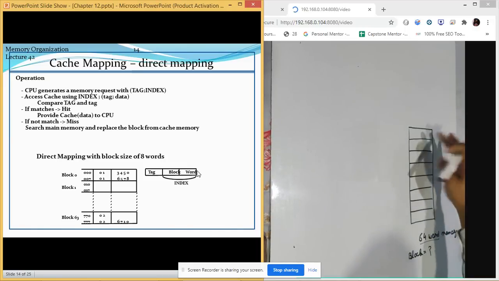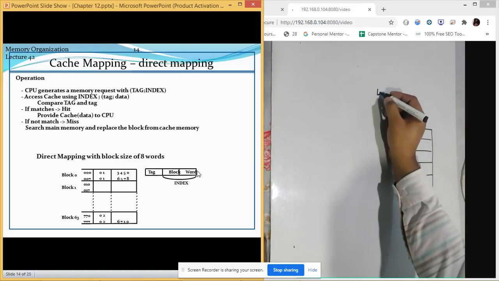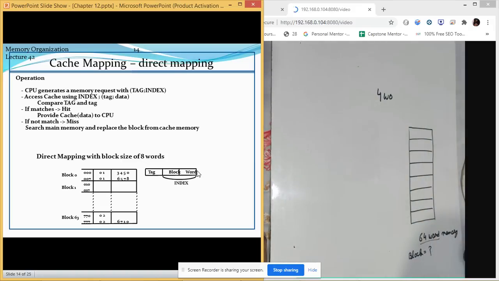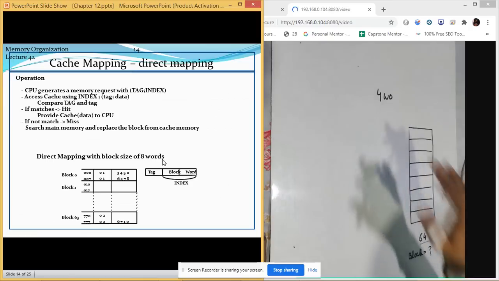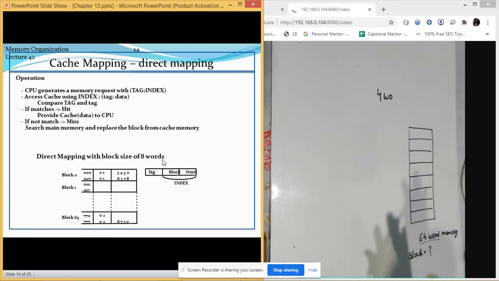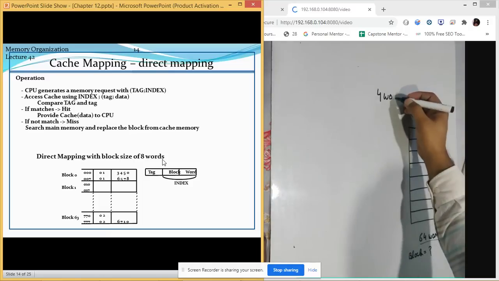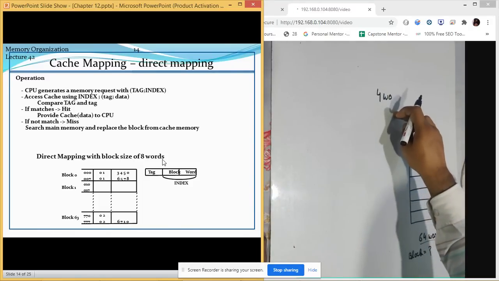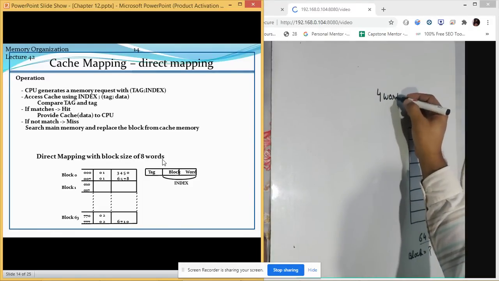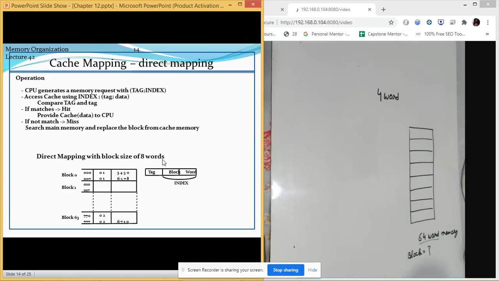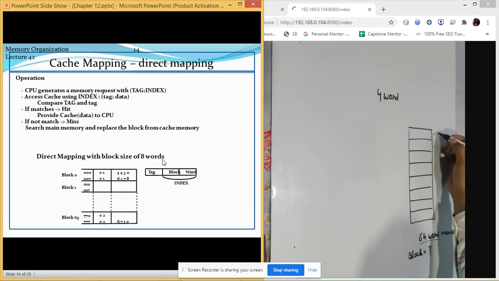Like in this case, if I say this is a four word block, like if you can see here, it is written direct mapping block size of 8 words. It means that inside one block there are 8 words. Now the example which we are going to do in this class is a 4 word block size. So this will mean that inside one block there are 4 words.